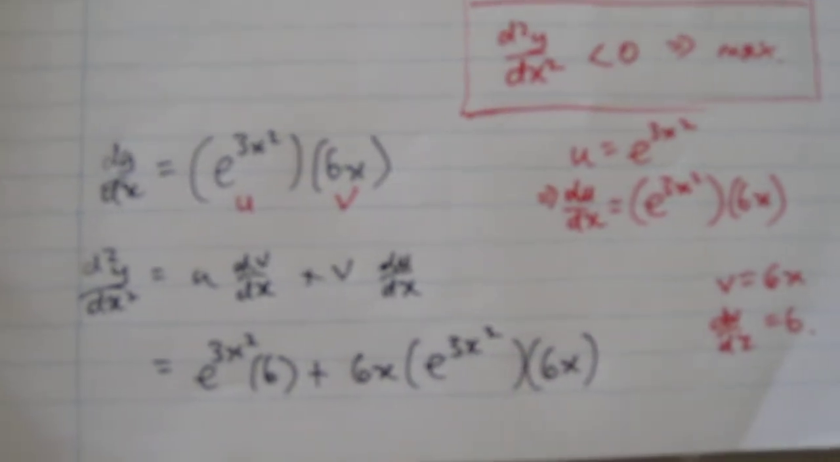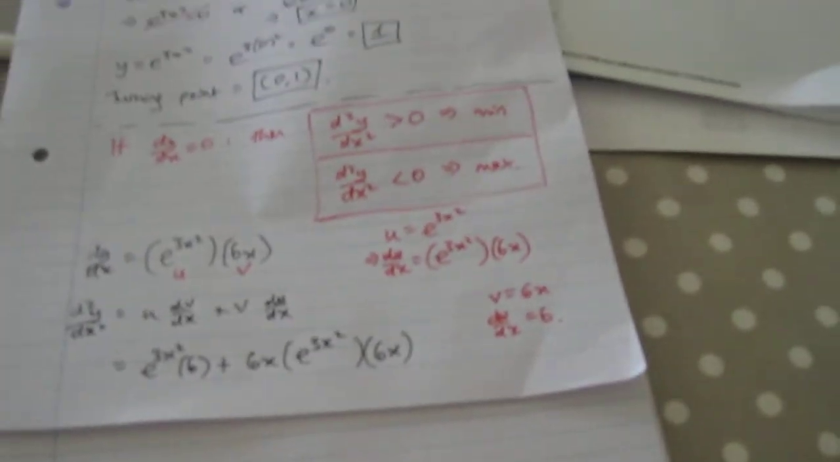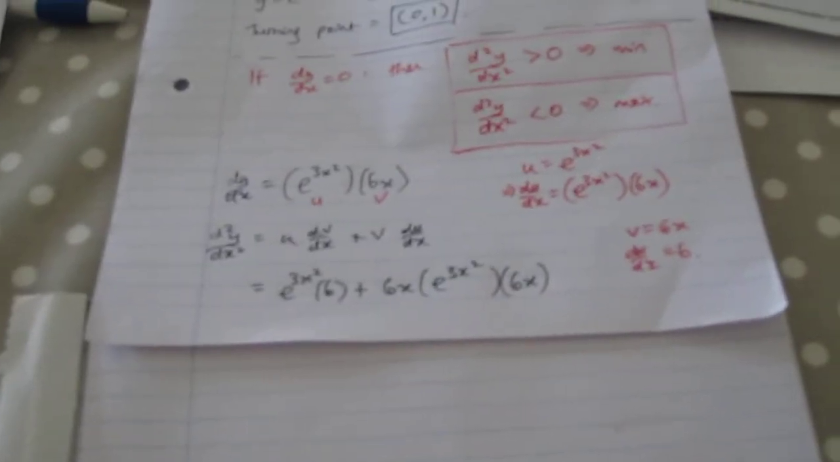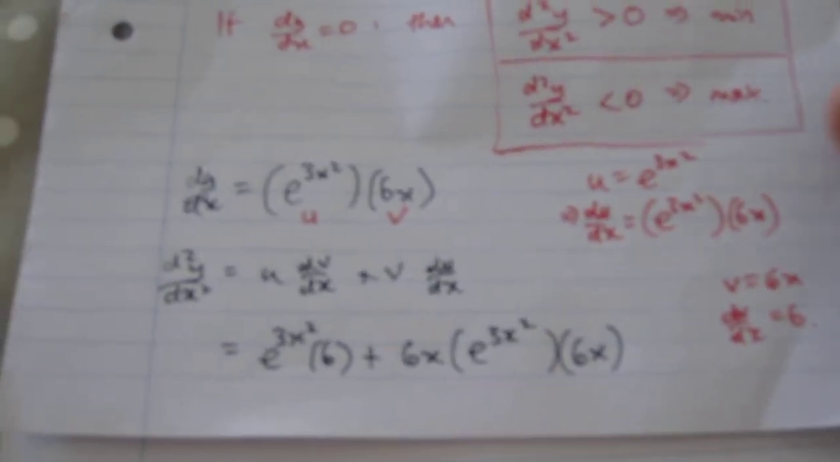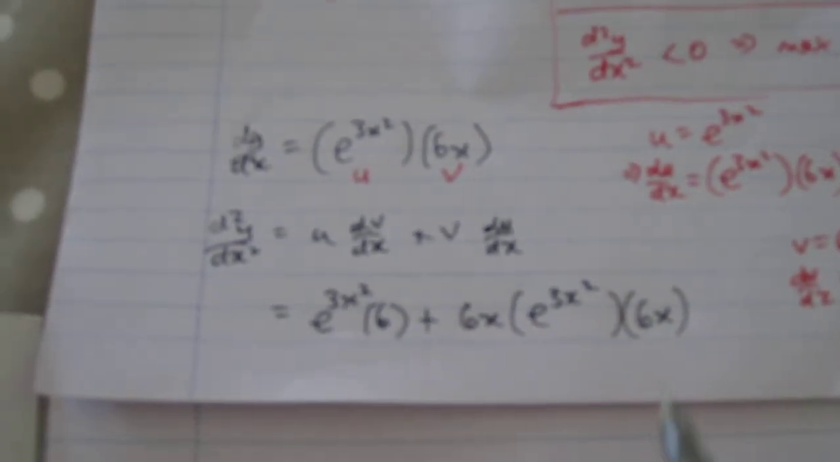Now, this looks horribly complicated, but there is good news. The good news is that we're not trying to solve this thing in general. We're not trying to put this equal to 0 and solve. All we're saying is, at the turning point, is this thing here positive or negative?